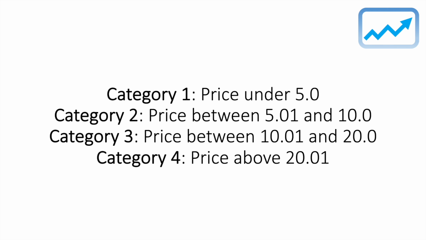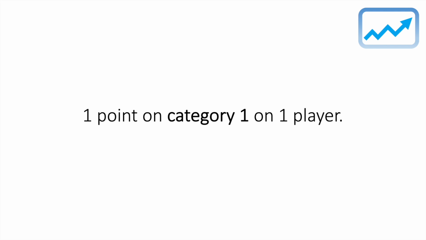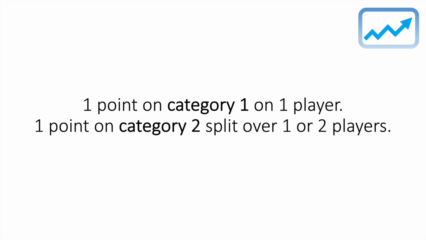So here is the staking plan for this strategy. Now please remember, we are only risking an overall trade stake of 4 points. So this is how I attribute these 4 points. I'll place 1 point on a category 1 player. So this is a player priced under 5.0. I will then place another point on category 2 players.